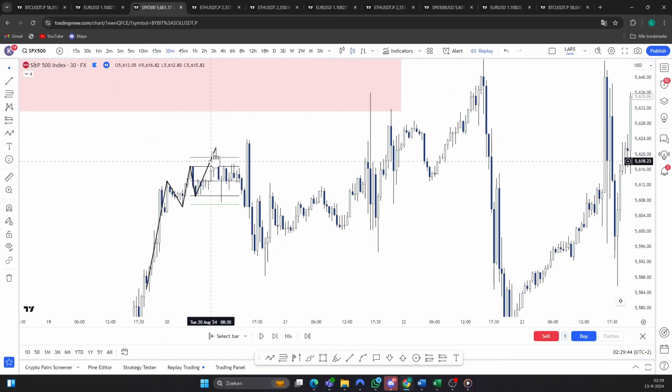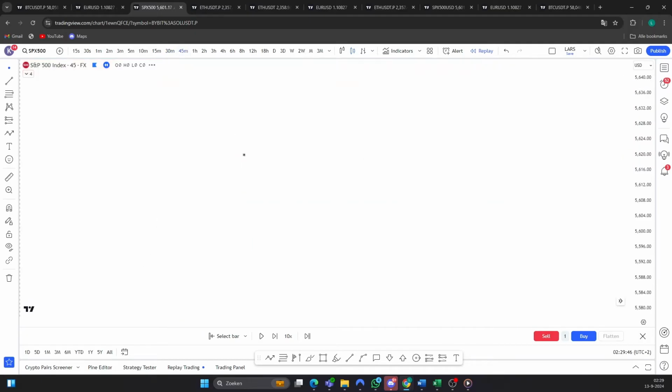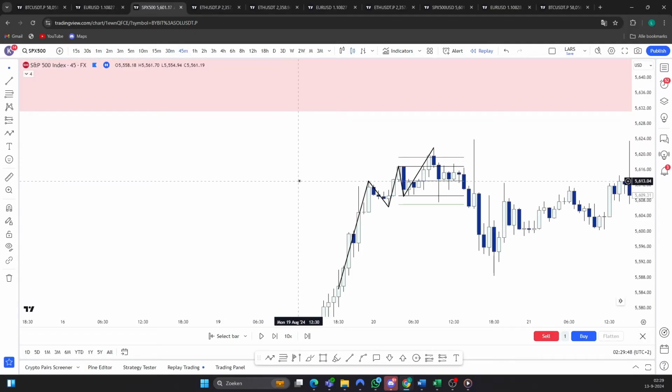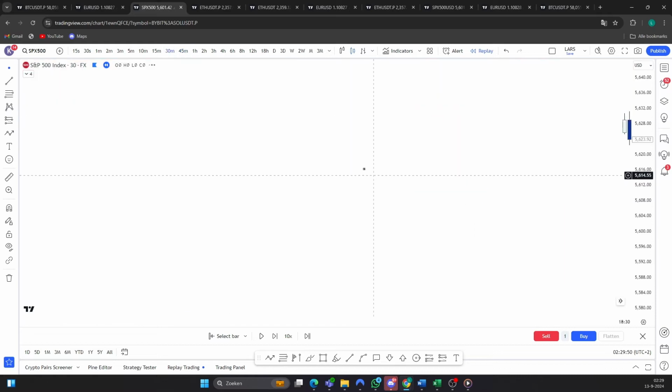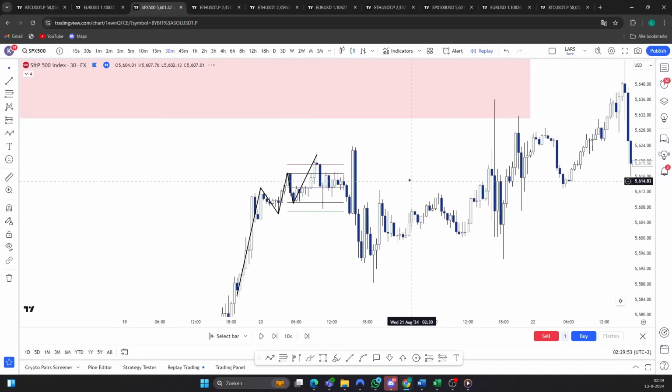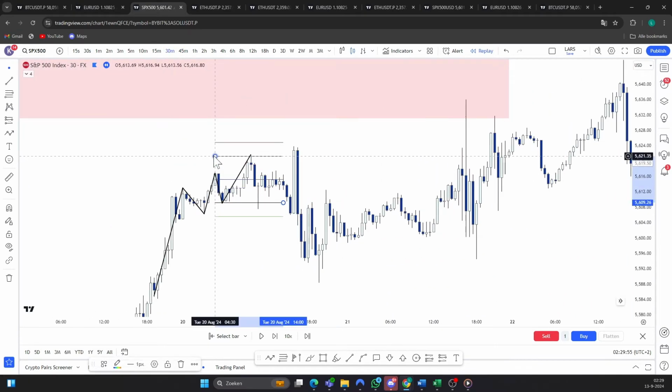Kind of have a sketchy close above it. It's also on the 45. Very, very sketchy. Would still count it as a deviation. Extend it down towards the deviation low.